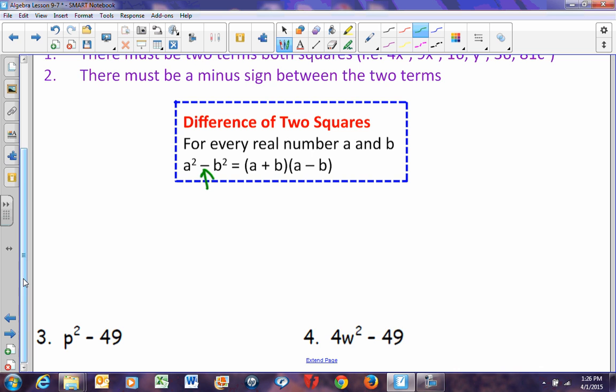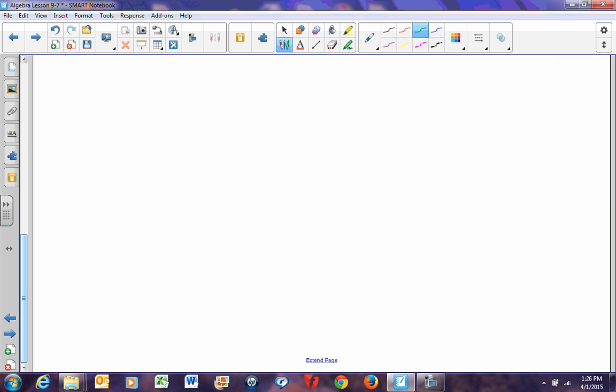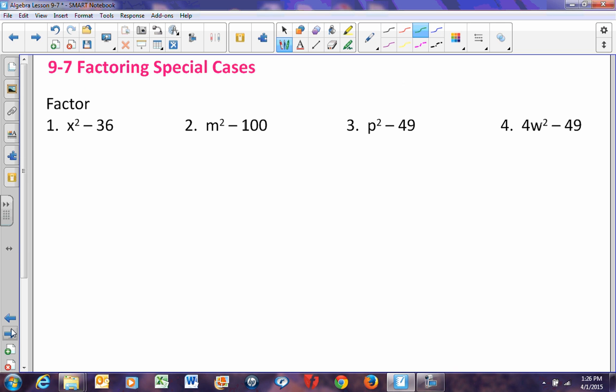So let's factor some. Oh, let's go to this page instead. Let's factor this. X squared minus 36. 2 terms. First term is a perfect square. Last term is a perfect square. The square root of x squared is x. The square root of 36 is 6. So I have x plus 6 times x minus 6. Or x minus 6 times x plus 6. It doesn't matter which order you put them in. One has to be plus, one has to be minus.